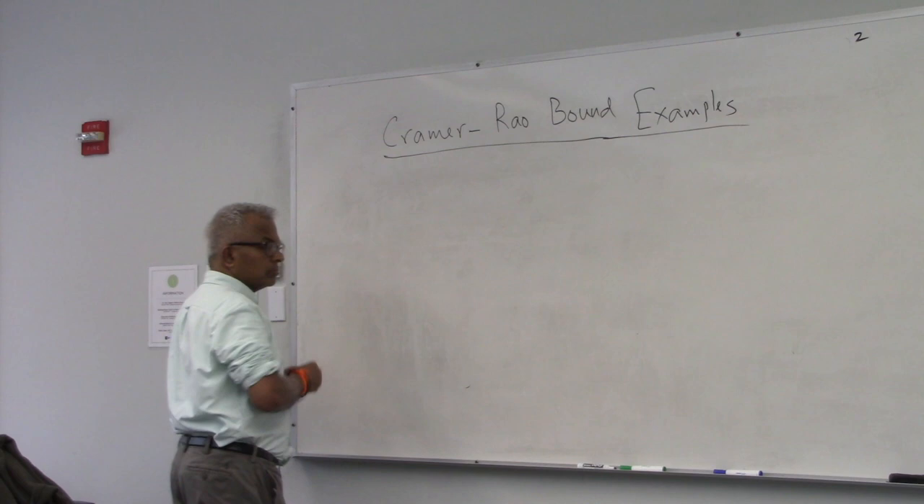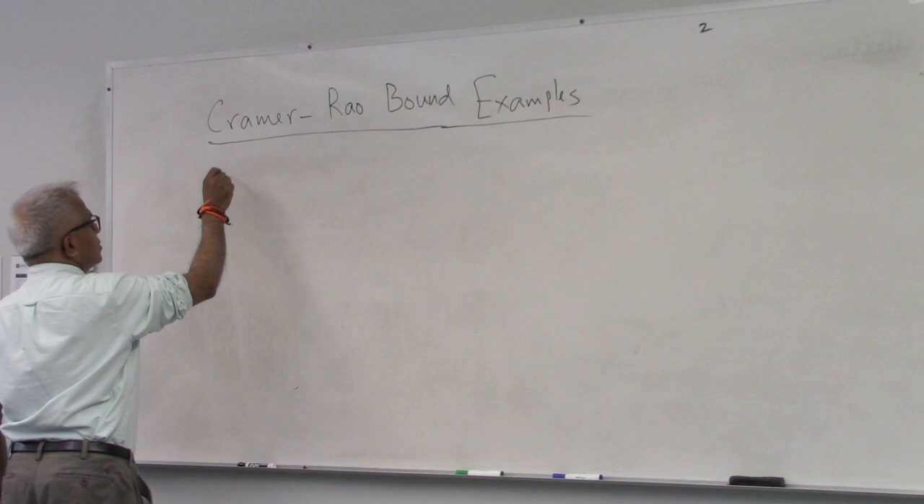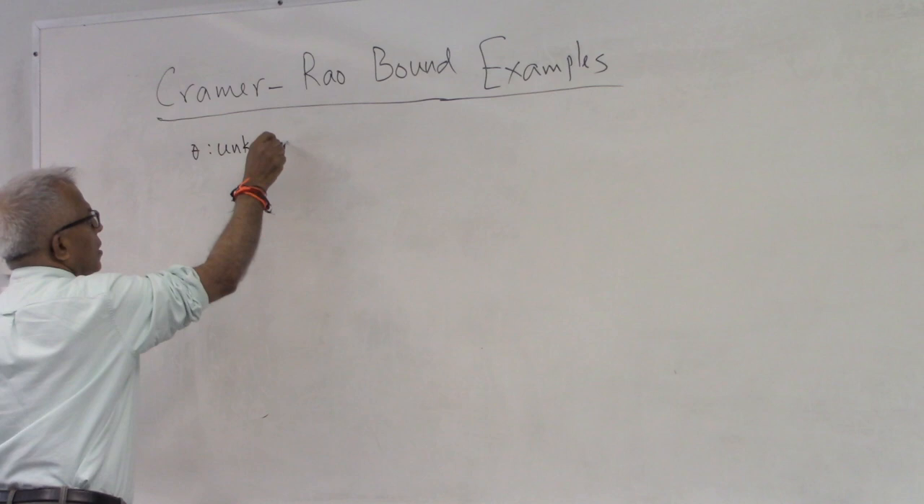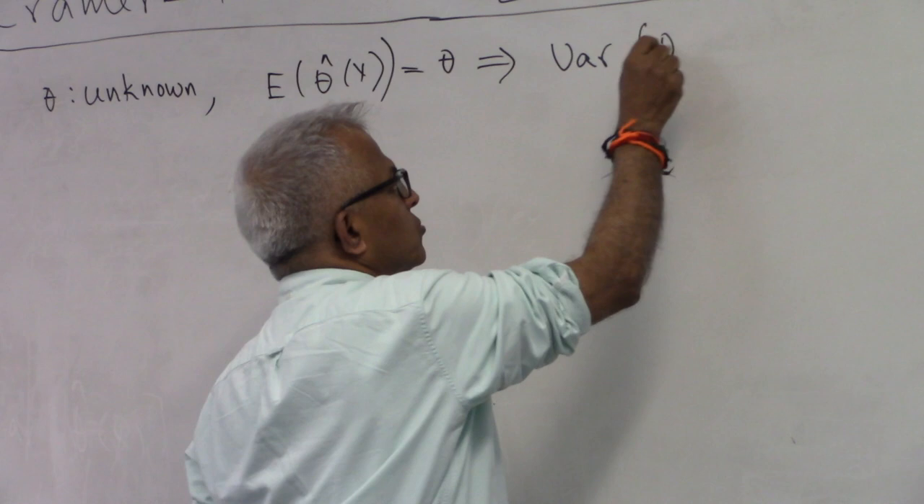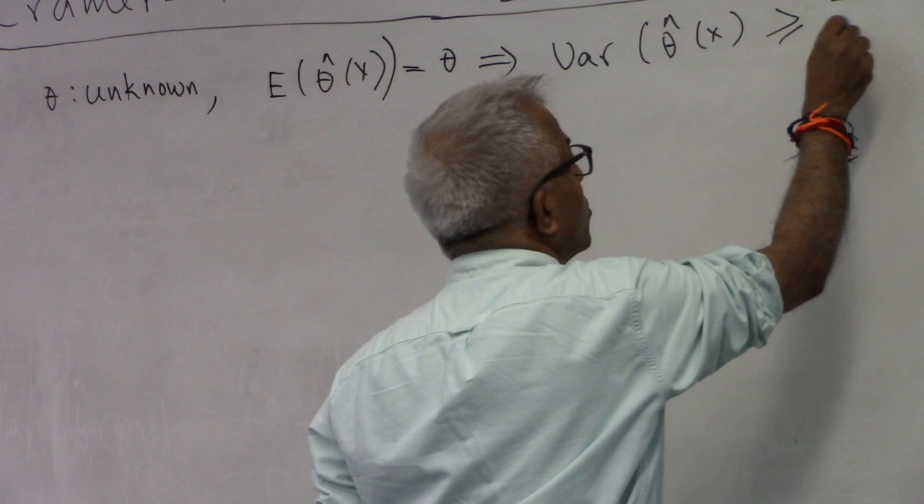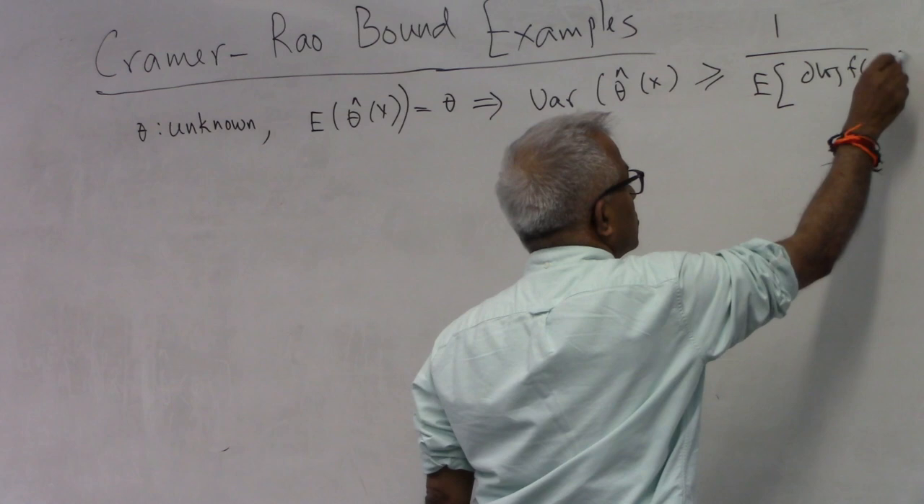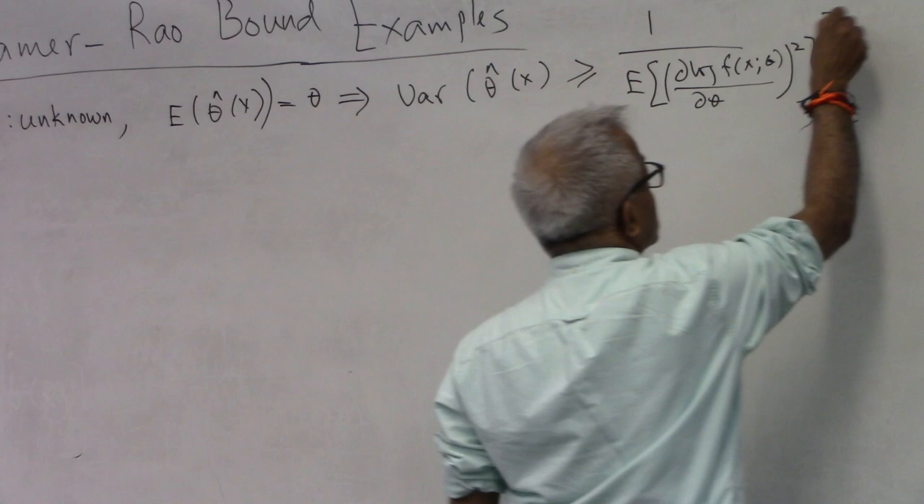So if theta is an unknown parameter and theta hat is an unbiased estimator, then the Cramer Rao bound says that the variance of theta hat is going to be greater than or equal to 1 over the expected value of (d log f / d theta) squared, or you can also write it as minus 1 over the expected value of the second derivative of log f.